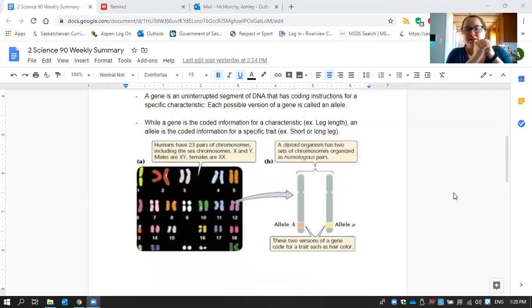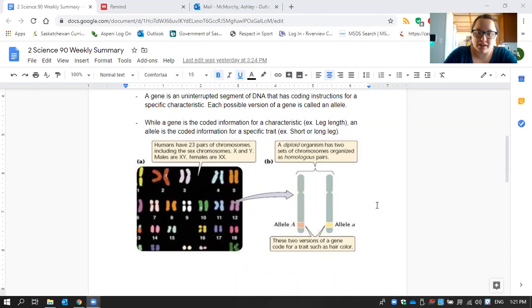So while a gene is the coded information for a characteristic, like say the length of your leg, an allele is the coded information for the specific trait, so whether or not it's actually going to be a short or a long leg. I put this little diagram in here because I thought it would be quite helpful. I think gene and allele are very similar and easy to get mixed up, like with characteristic and trait. So think of your gene as the position on your chromosome that has that characteristic, that category or feature. Whereas the allele itself is a specific type of gene.